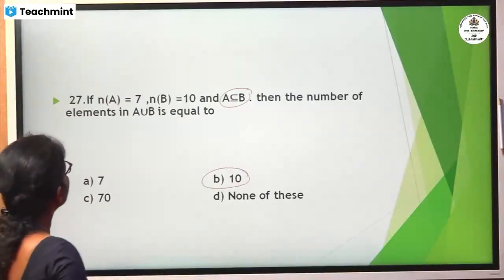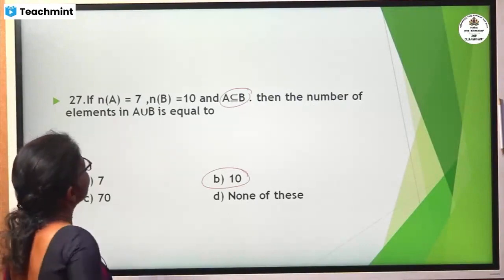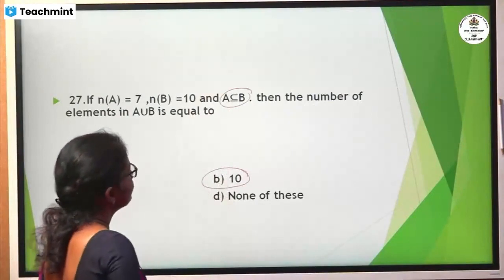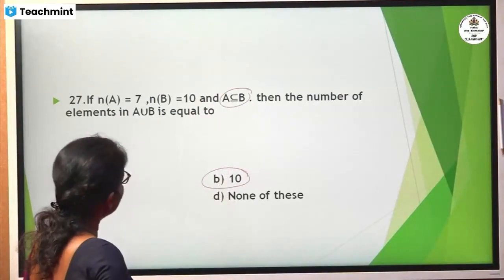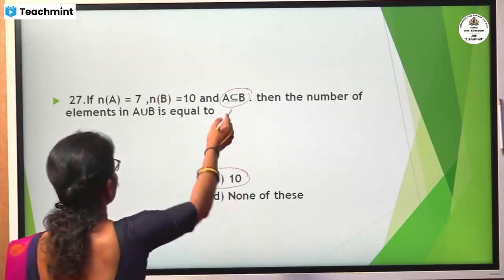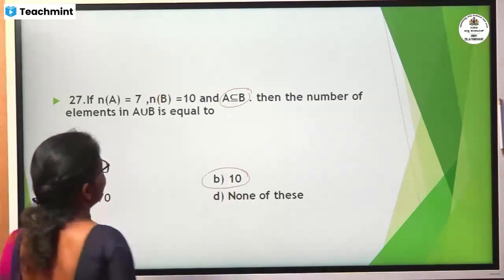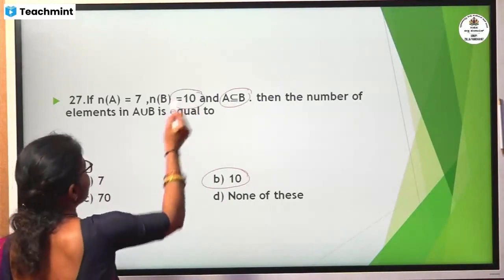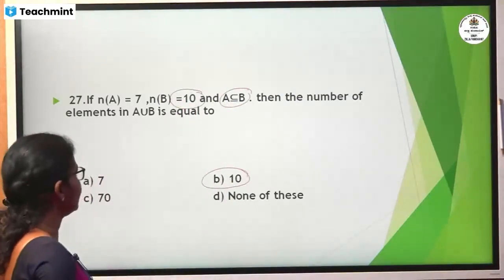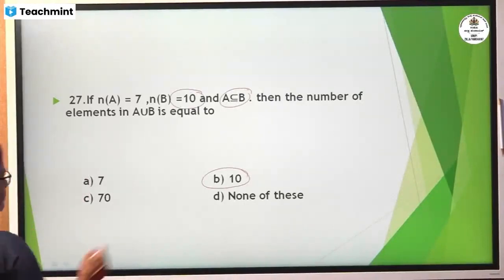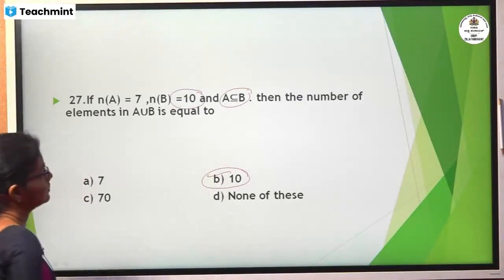Next, if n of A equal to 7, n of B equal to 10, and A is a subset of B, then number of elements in A union B. Now listen to me. A is a subset of B. You are taking union, so the larger set will be the answer actually. So n of A union B, that is B, that is 10. So if you check with the options, option B holds good.